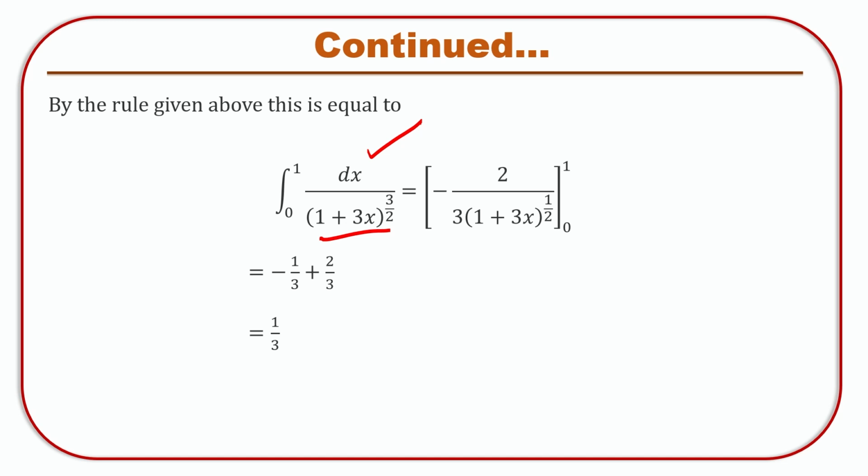So how much is the integral value? You can evaluate it from here. So minus 2 divided by 3, (1 + 3x) to the power 1 by 2, from 0 to 1, this gives you 1 by.